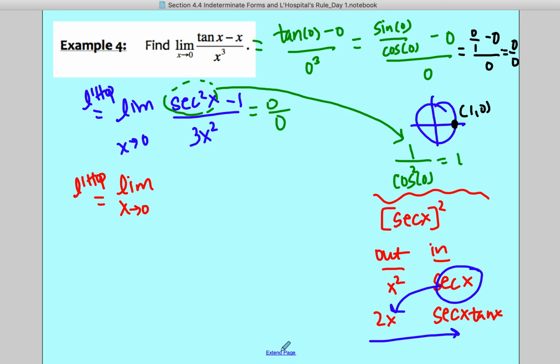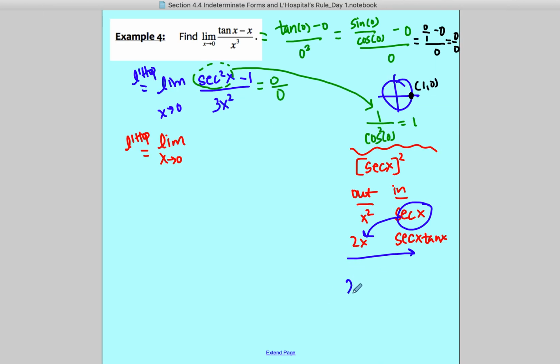So I would have secant times secant, so secant squared of x times tangent of x. That's the derivative of my top. 2 secant squared of x tangent of x. And then I would say minus the derivative of 1, which is 0. Okay. All over 6x, not squared, just 6x. Now I would go ahead, plug in 0.